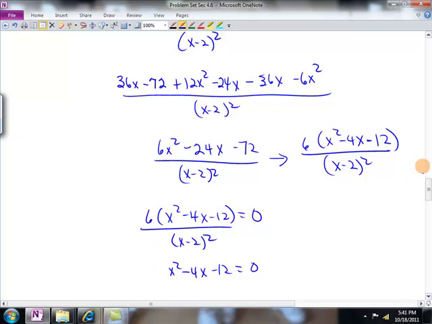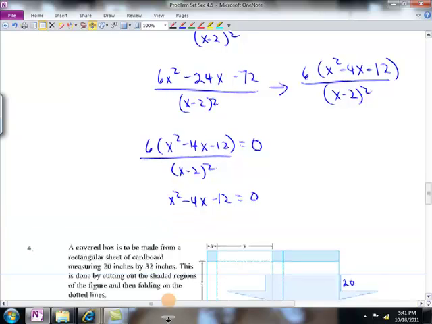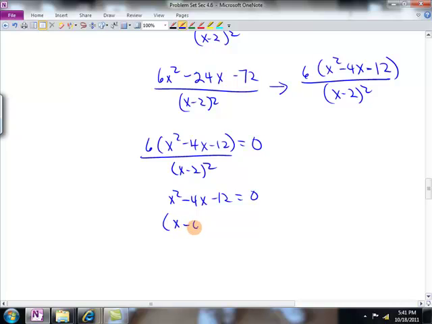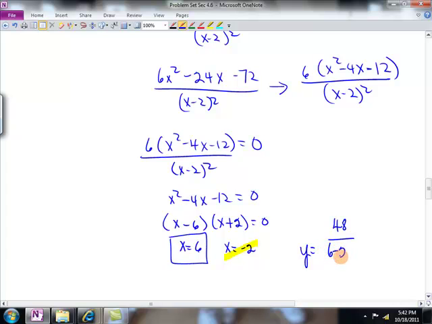So that factors. Okay, so we have x minus 6 and x plus 2 equals 0. So x is 6 or x is negative 2. We're talking about dimensions here, so x equals negative 2 is going to get discarded, and we have x equals 6. And then the y value is going to be 48 over 6 minus 2, plus 6. So y equals 12 plus 6, which is 18.